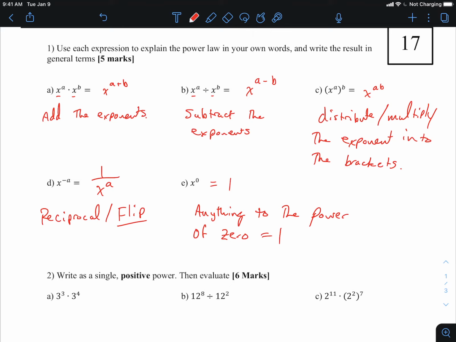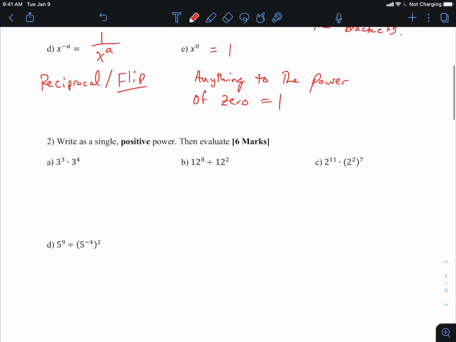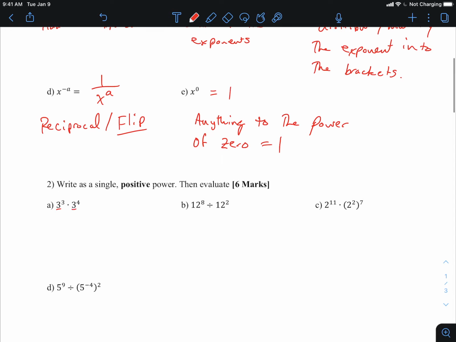Okay, so let's go down to number 2. We'll have a go at these questions and see how we do. Number 3: we've got something like the first example, where we have a base and a base that match. In this instance, we have a 3 and a 3, so we add the exponents together. We go 3 to the 3 plus 4, and we get 3 to the power of 7.